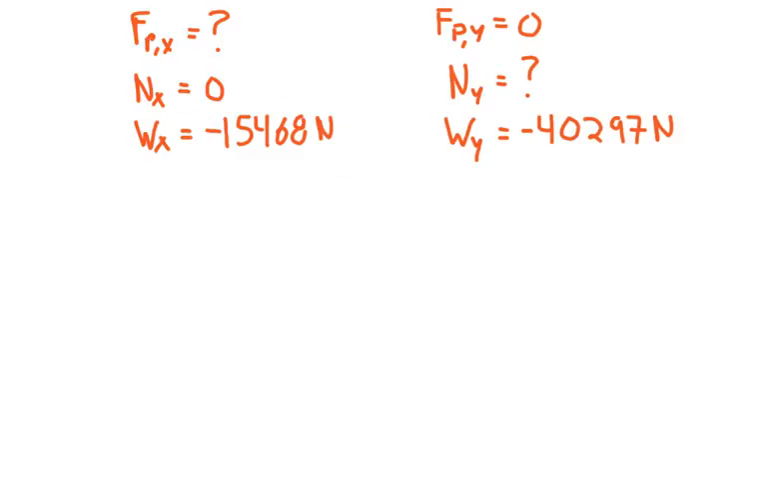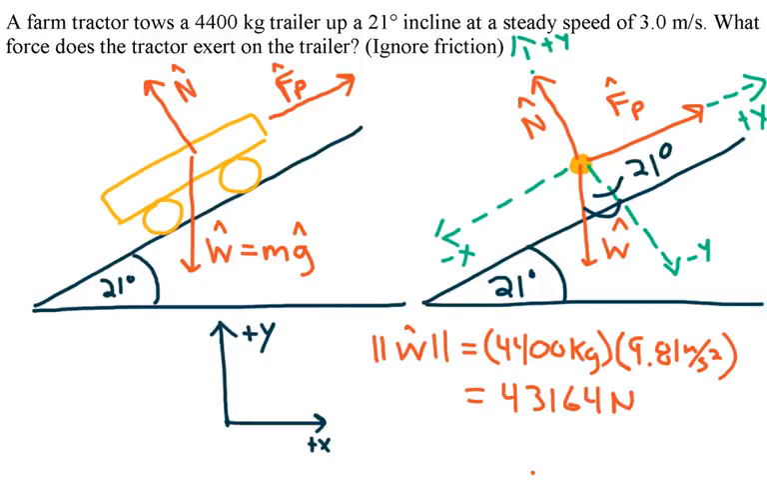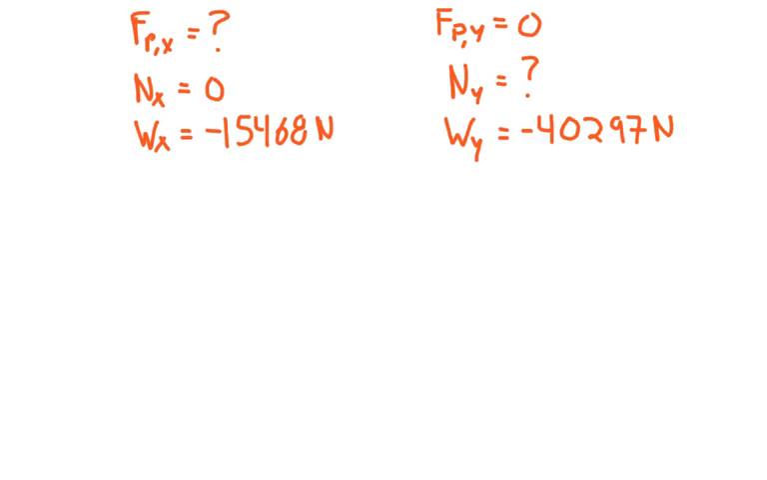So here are all of my x components and all of my y components. Now if you think about it for just a second, we want to know what the force is that the tractor is exerting on the trailer. So that's going to be just in our x direction. Everything in the y direction we can ignore because this trailer's not accelerating in the y direction. We just want information about the x direction. So all we have to do is use Newton's second law in the x direction.